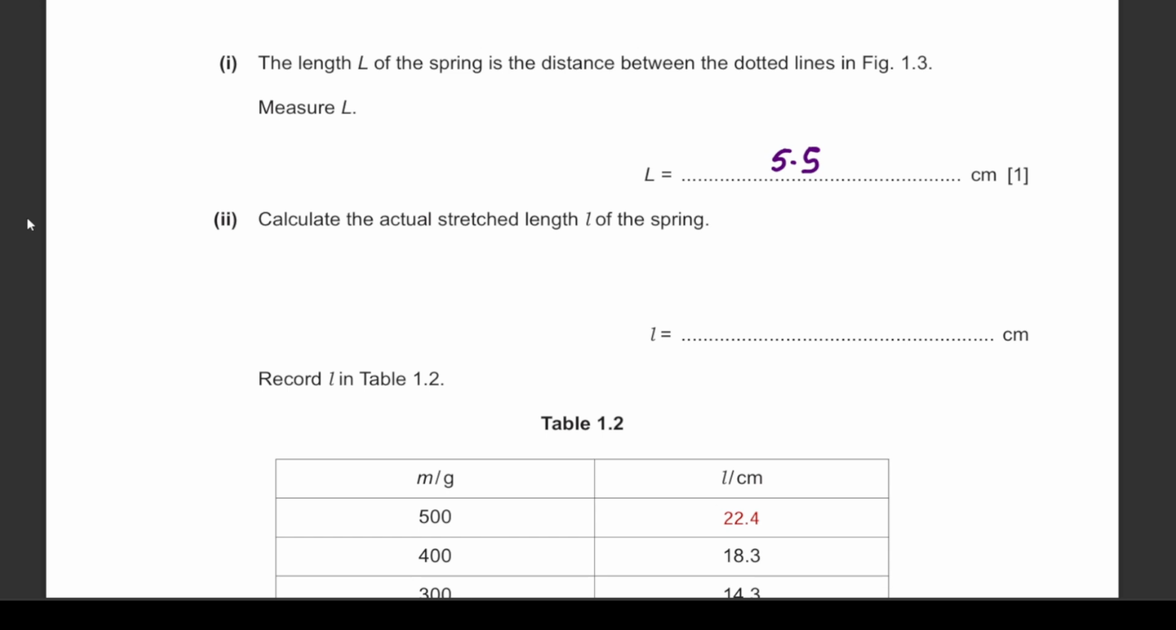So this would be 5.5 again. I'm just trying to copy the marking scheme here. And over here, this is supposed to be 5.6.